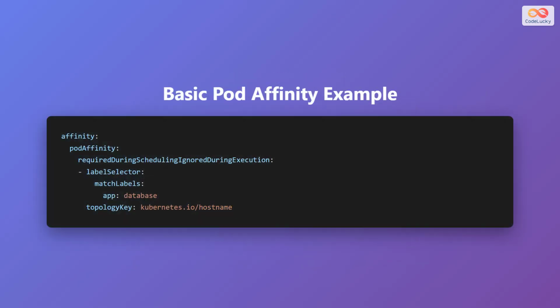Let's look at a basic example of Pod Affinity. In the affinity section, we define podAffinity with a required rule. The labelSelector matches labels with the key app and value database. The topologyKey is set to kubernetes.io/hostname, which means this pod must be scheduled on the same node as any pod that has the app=database label.